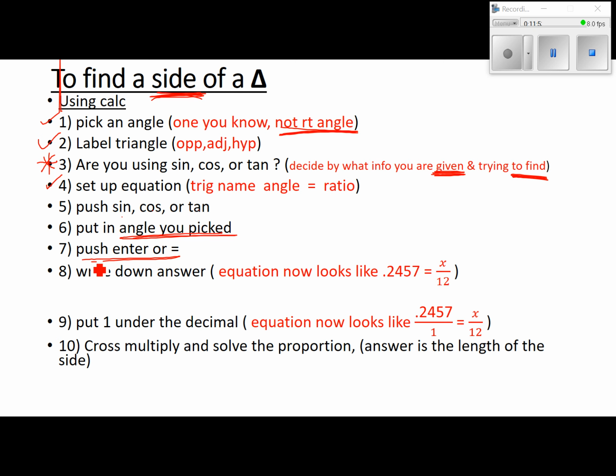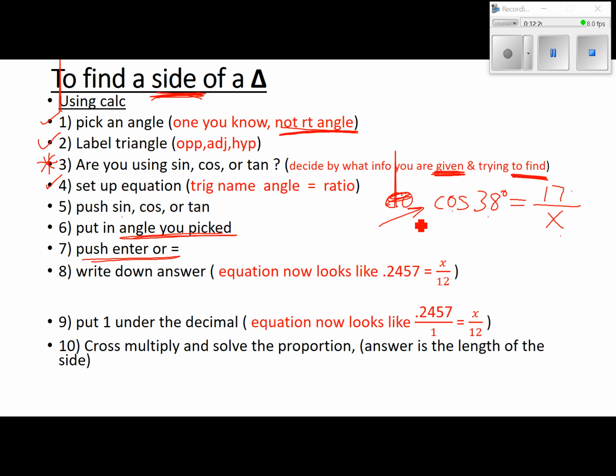So you start off and you say, okay, I'm using cosine this time. The angle they told me was 38 degrees. Cosine deals with adjacent over hypotenuse. Well, the adjacent side was 17. The hypotenuse was x. Notice here we know two numbers, and then we have a variable. So our equation looks like this.